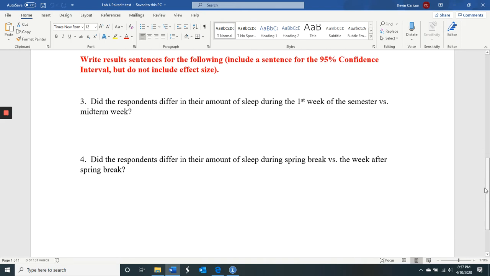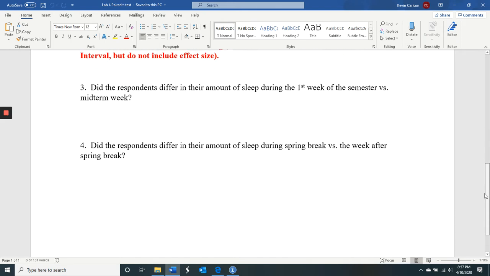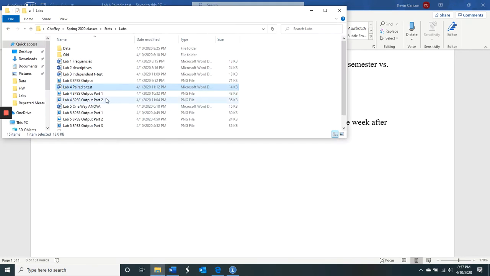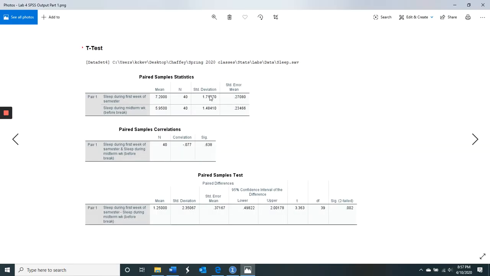Okay, so we have two t-tests we're doing, and we're being asked to write a results sentence, not including effect size, but including confidence interval. So the first one is first week versus midterm. This is the file that you got for that on Canvas, and I'm going to highlight it.